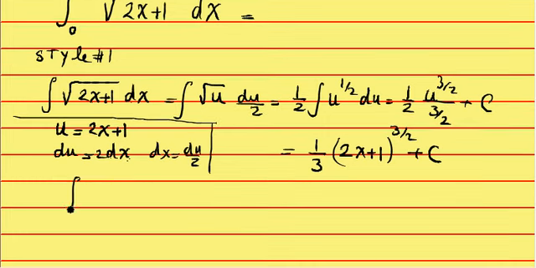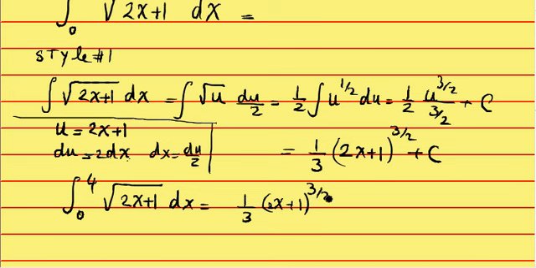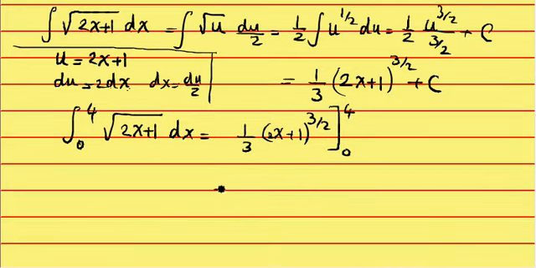Let me write it here: integral from 0 to 4 of 2x plus 1 dx. I just write this 1/3 of 2x plus 1 to the power of 3/2. Just plug 0 and 4 in it. So 1/3 of, if you plug 4 in this, you get 9 to the power of 3/2. If you plug 0 in it, you get 1/3 of, luckily, just 1 to the power of 3/2.